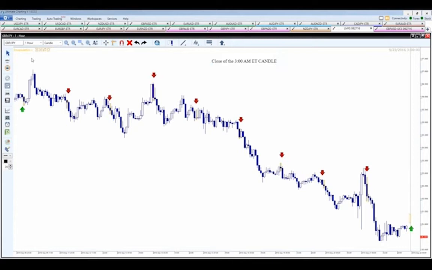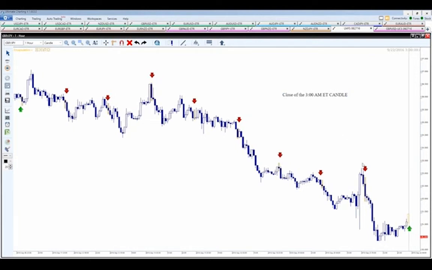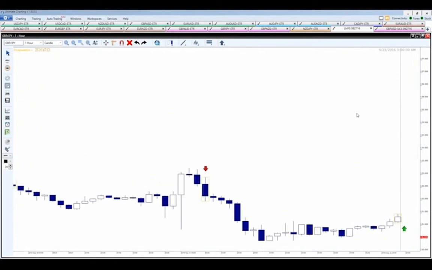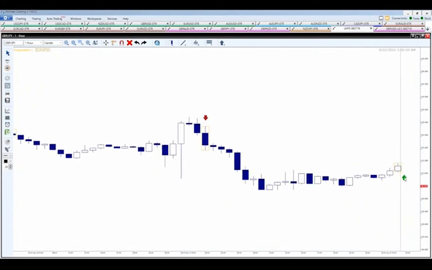candle. Now, once again, Josh, in that video, I believe he explains why we're looking for the close of that 3 a.m. candle and why we're using this, and we'll go into more details explaining that as well. So let's zoom in right now. Let me show you the actual strategy of how to trade around it.